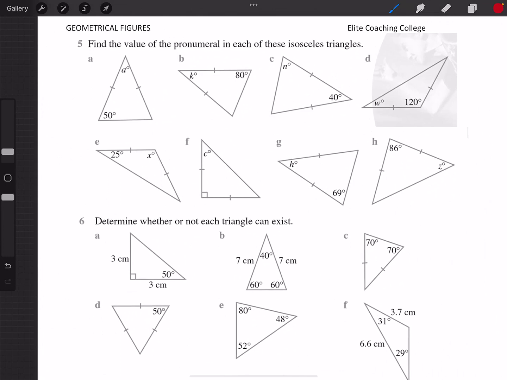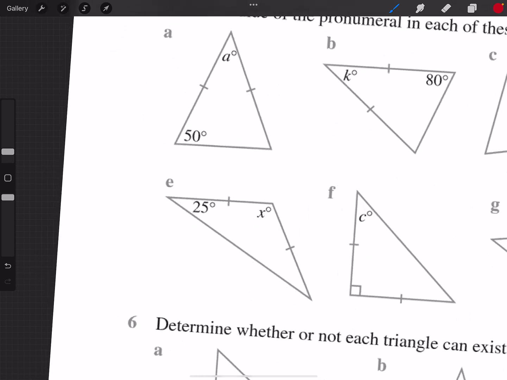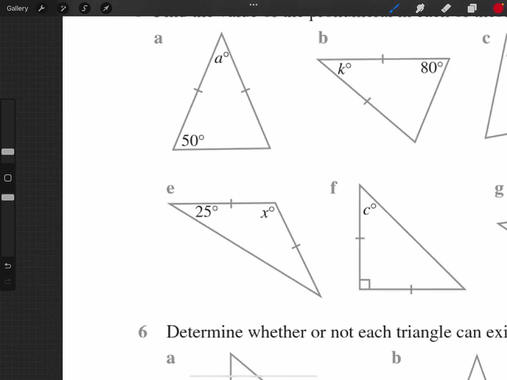Question 5. Find the value of the pronumeral in each of these isosceles triangles. Okay. Now with the isosceles triangle, you got two sides that are the same. Every isosceles triangle will always have two sides the same, and there's two angles that have to be the same as well. If that's 50, this one must be 50 as well.